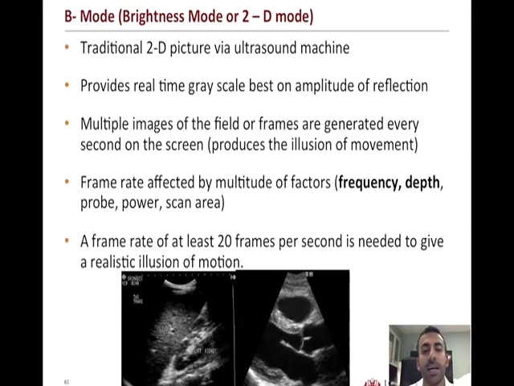Important to realize that frequency and depth are very important to get the appropriate 2D picture. And when it comes to frame rate, you want a frame rate of at least around 15 to 20 frames per second to give a realistic illusion of motion of that area.